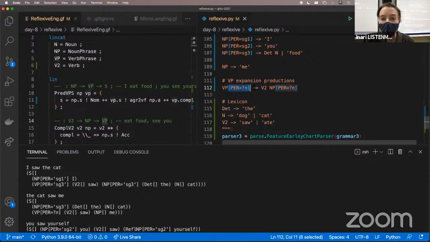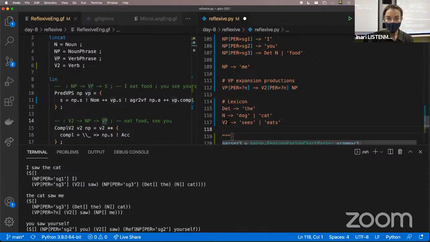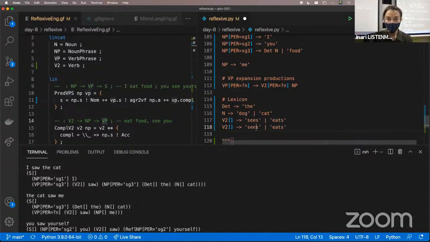Oh no, actually let's change this because now it comes from right. So okay, now we're gonna do the person agreement also at the VP level. So let's call it sees, eats. So now we need to duplicate this. See, eat.